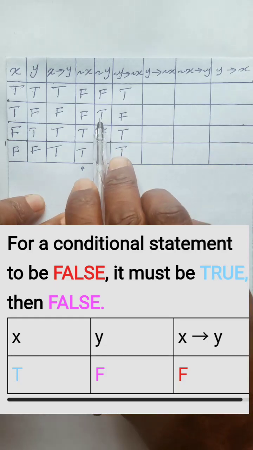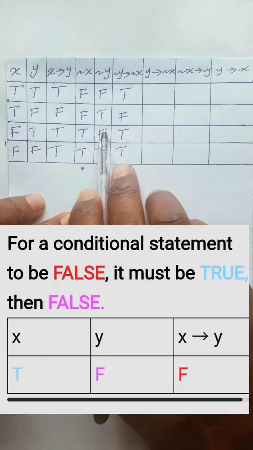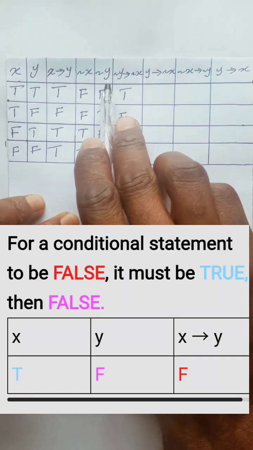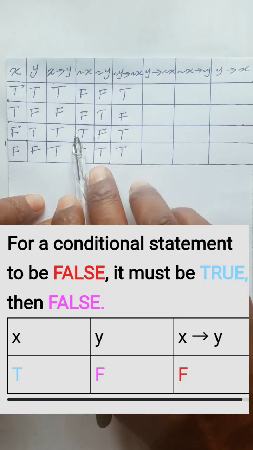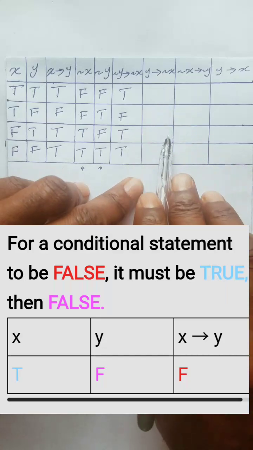See, if you made the mistake of thinking this is the first one here, you would have gotten your true false here and said this is false. But remember, it is not y first, so it is here then here. Do you get that? Okay, let's move to the next column.